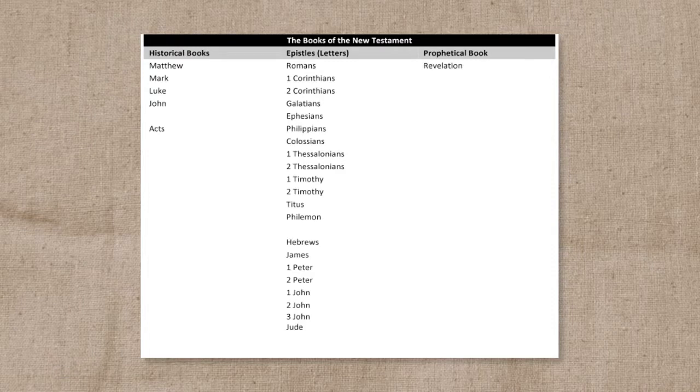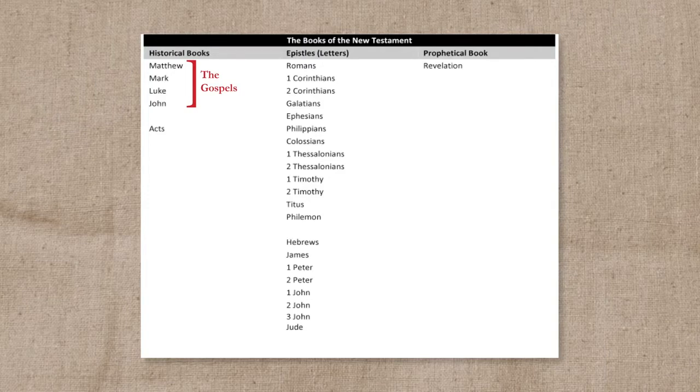We're going to talk briefly about these books. If you look, let's start back over at the left-hand column of the 5 historical books. You'll notice that there are 4 that are grouped together: Matthew, Mark, Luke, and John. These are collectively referred to as the Gospels. So you can write the Gospels out to the side.